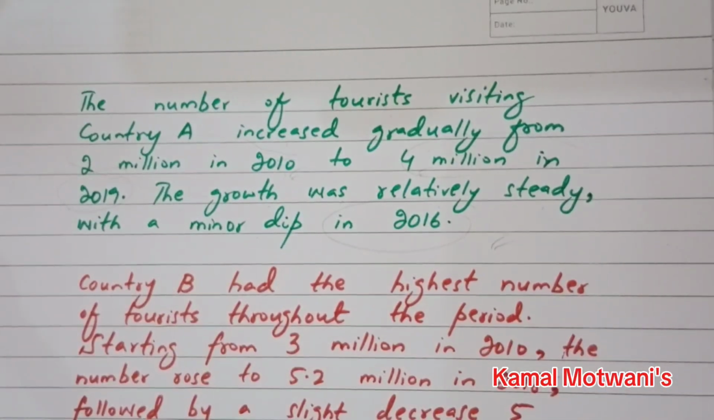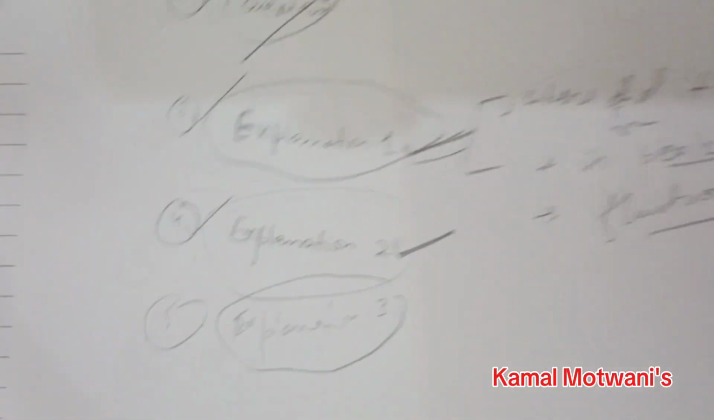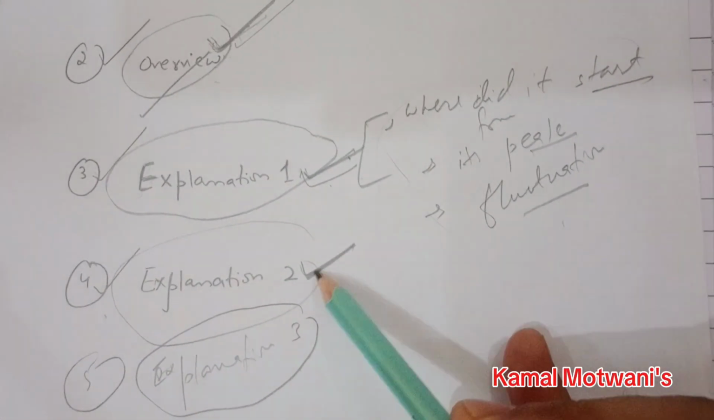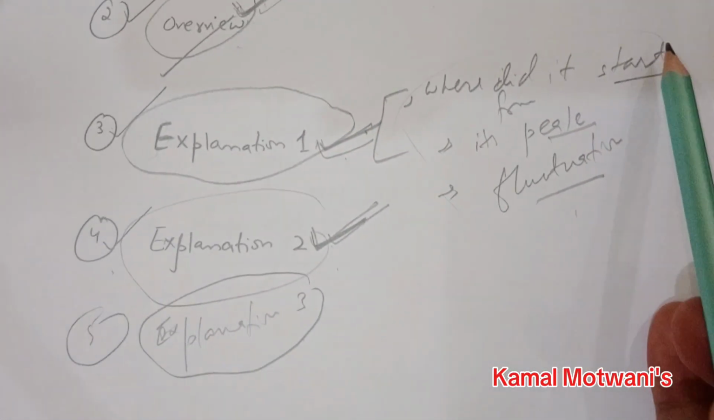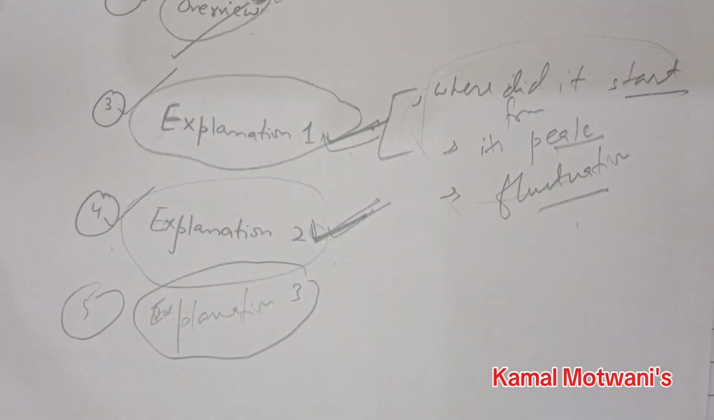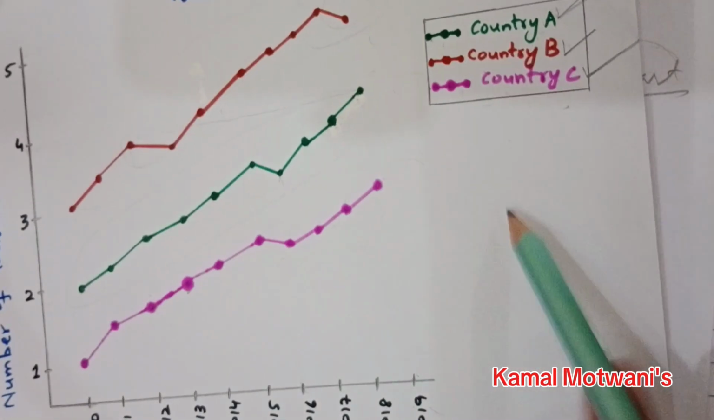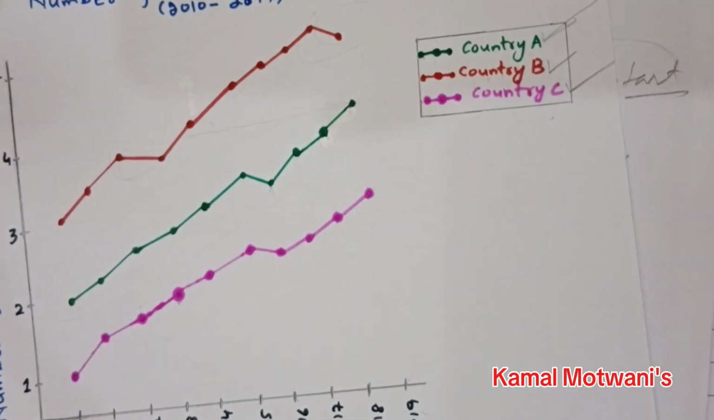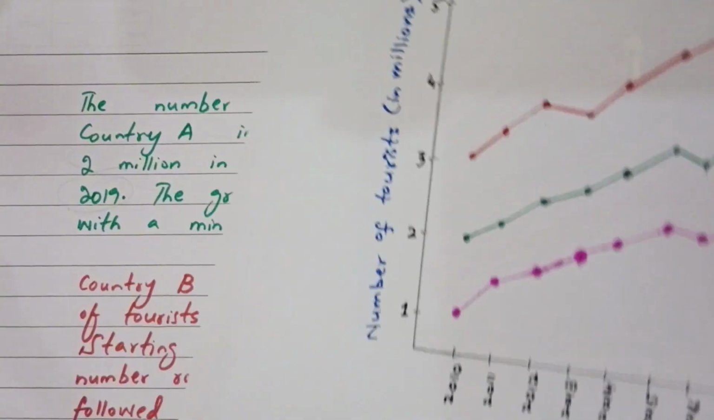Let's move ahead with the next paragraph, explanation 2. We will use this technique, and we will formulate the next paragraph regarding variable 2, which is country B, in red writing. Let's see how I have written the paragraph.